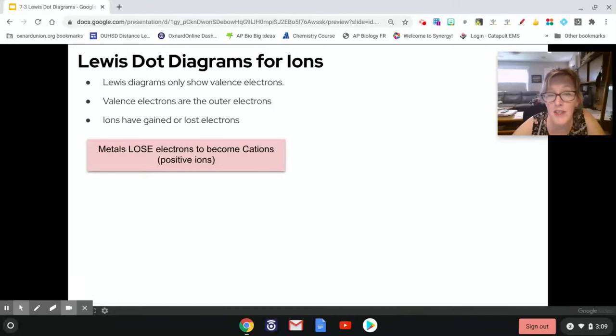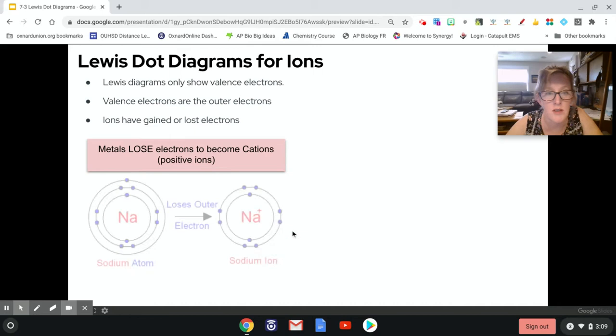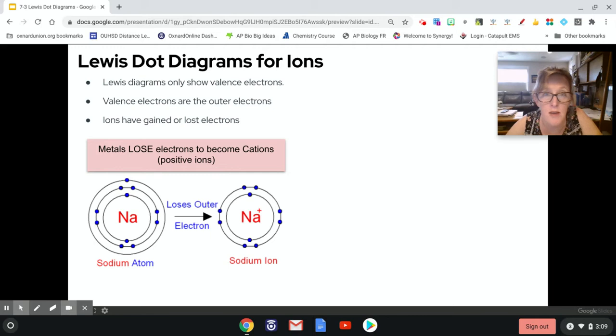Hey everyone, in this video, we're going to look at Lewis dot diagrams for ions instead of just neutral atoms. So remember, we're only showing valence electrons. Valence electrons are the outer electrons, but ions have either gained or lost those valence electrons. So metals are always going to lose valence electrons and become positive. They'll become cations, like this sodium ion right here.